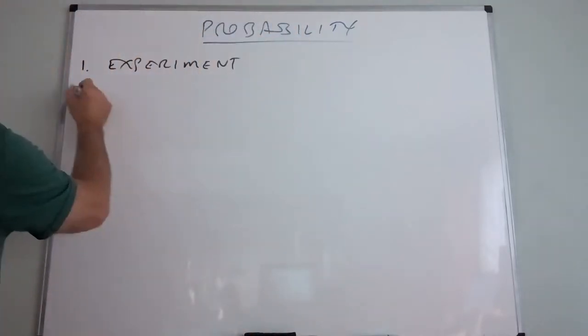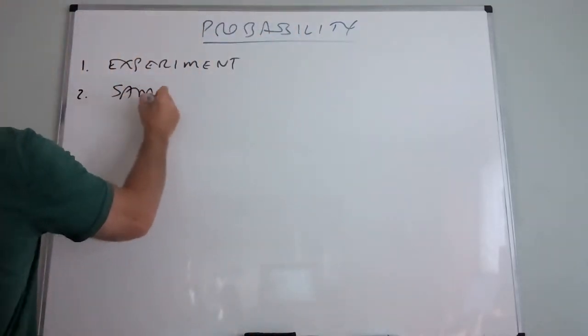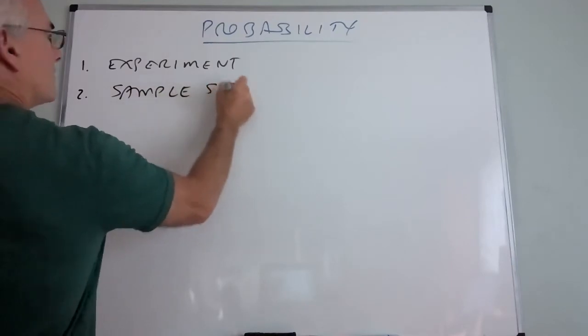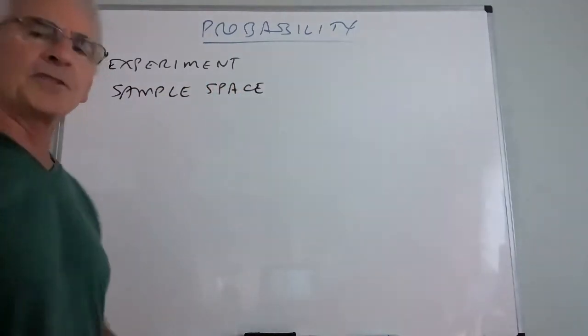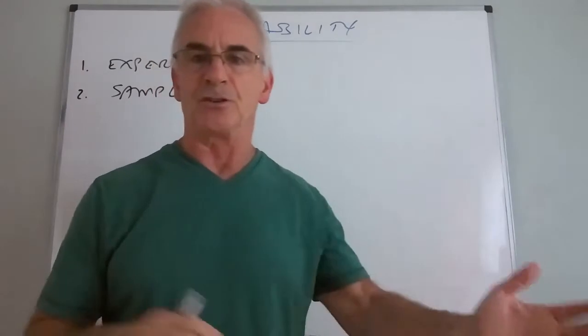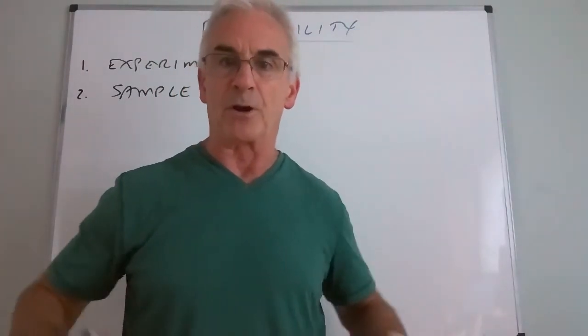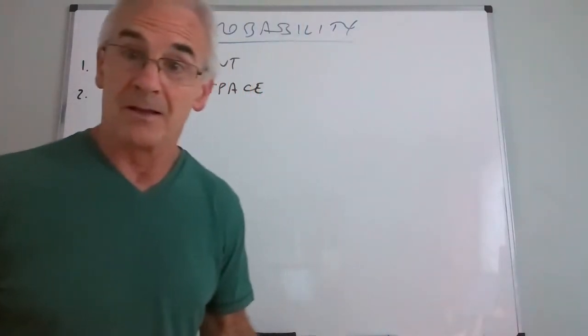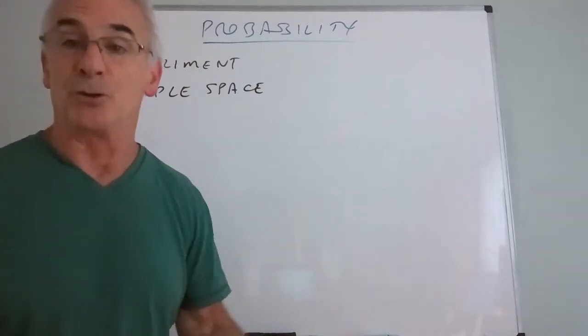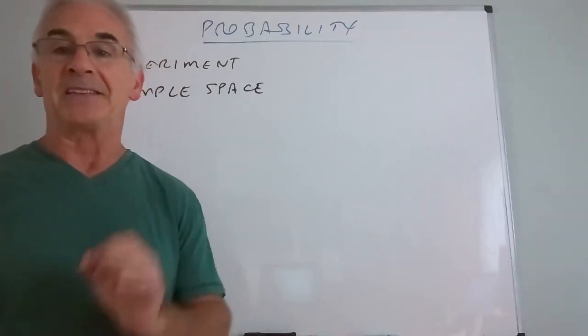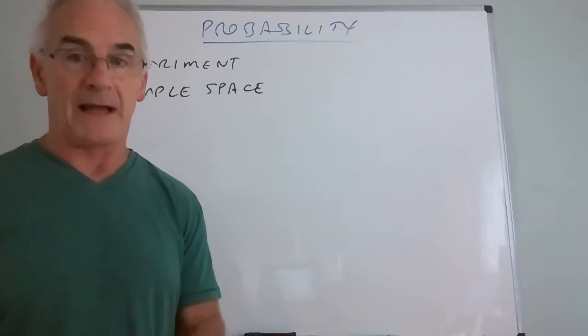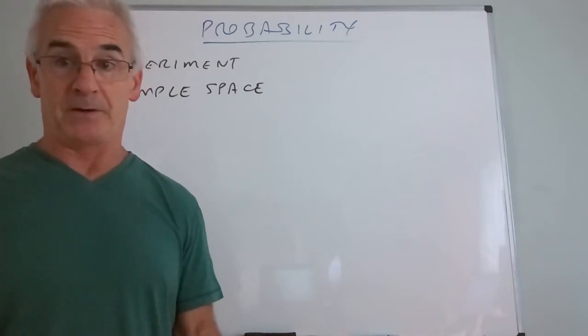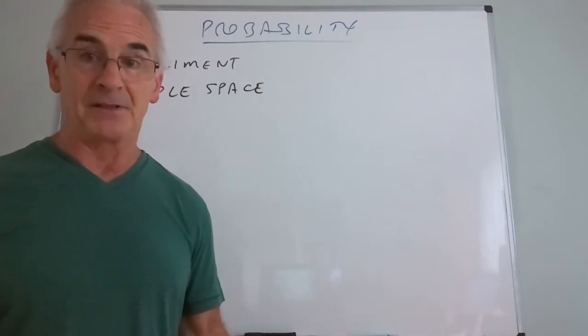Now, there's something called the sample space. When we talked about sets and intersections and unions, I always drew the Venn diagram, and we call that our universe. The sample space essentially is our universe. The sample space is every possible outcome of the experiment. So whatever the experiment is, it's every outcome.